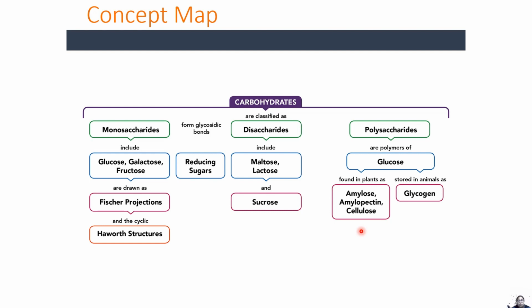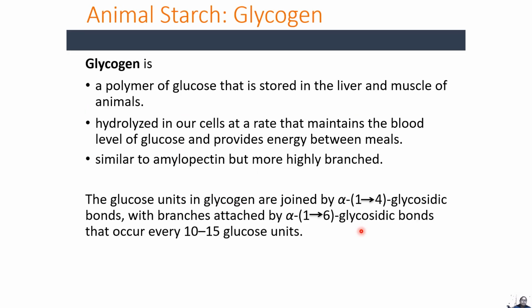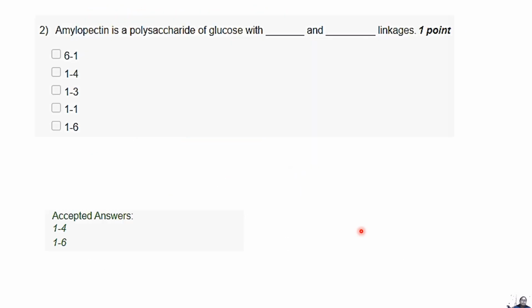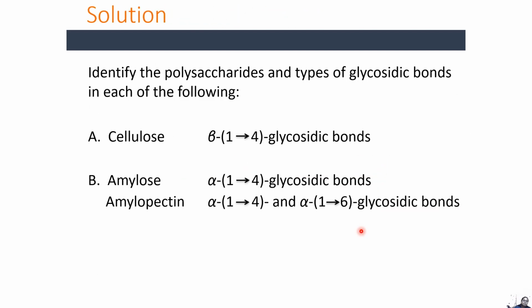They are polymers of glucose. They can be found in plants such as amylose, amylopectin, cellulose, and in animals the animal starch is known as glycogen. Okay, so coming back to the question, amylopectin is a polysaccharide of glucose with 1,4 and 1,6 linkages. So both 1,4 and 1,6 will be correct. Had it been amylose, only 1,4 would have been correct. Okay, moving to the next question for today.